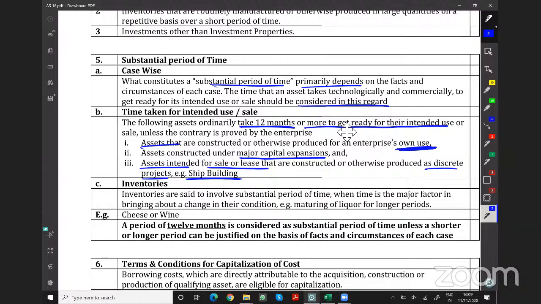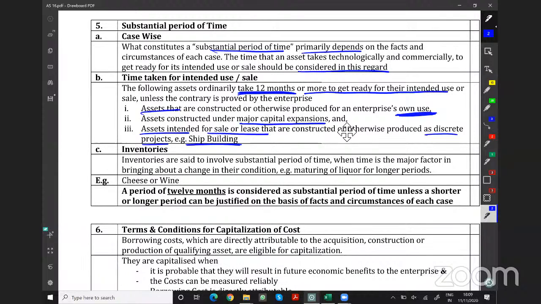So any asset which takes normally more than 12 months can be termed as a qualifying asset. It is not necessary that you should take 12 months. 12 months is not considered as substantial period of time. If an asset takes 8 months or 10 months also, still we can call it a qualifying asset. Still we can call that 10 months a substantial period of time. But normally, to understand a particular thing, if an asset takes more than 12 months to complete or to construct, we will term them as a qualifying asset because it takes substantial period of time.